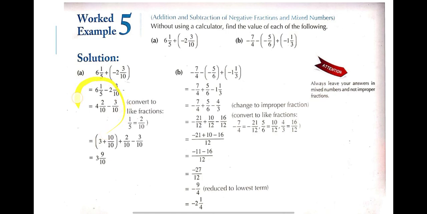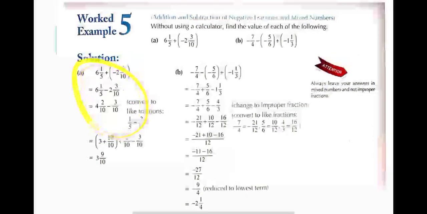If you look at the textbook, they don't change it directly to an improper fraction, but instead they subtract the whole numbers first. So they treat the whole number and the fraction separately. So 6 minus 2 first, that's how you get 4 here. And then 1 over 5 minus 3 over 10. Find the common denominator and then just subtract.